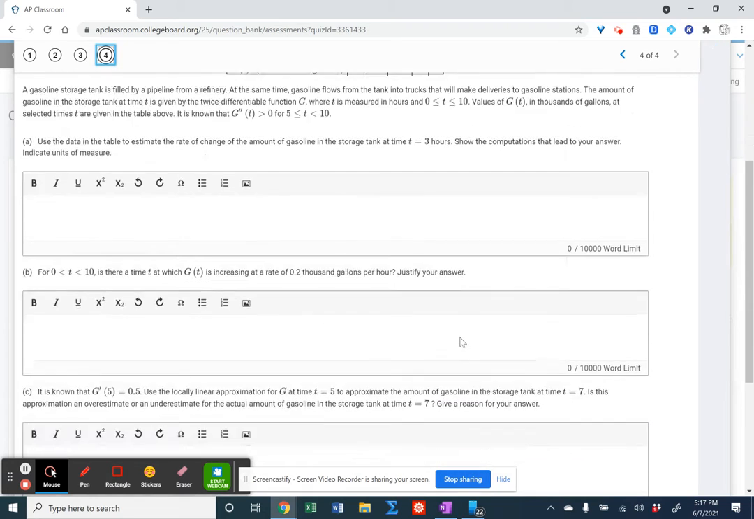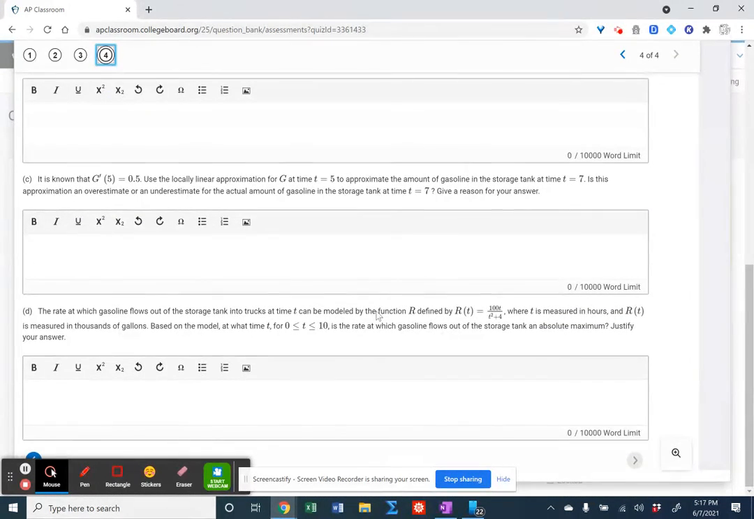All right, moving on to part C. It is known that g prime of 5 is 0.5. Use the locally linear approximation for g at t equals 5 to approximate the amount of gasoline in the storage tank at t equals 7. Is this an overestimate or underestimate? Give reason for your answer. All right, so we need the equation of a tangent line, and we're going to approximate at 7.